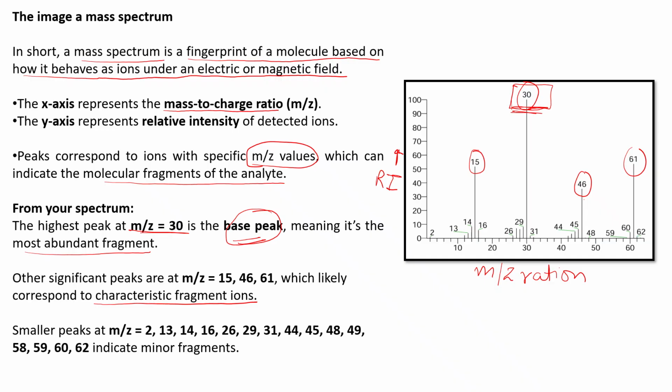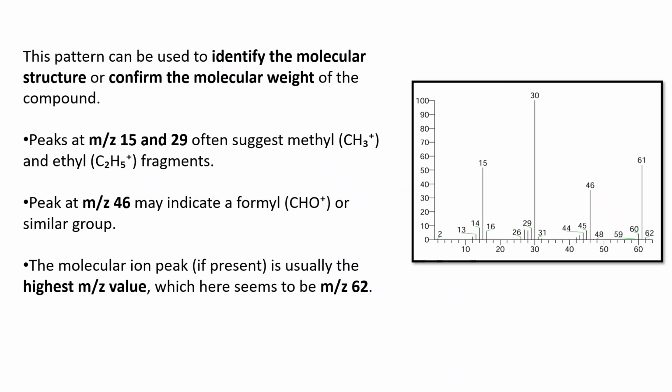And smaller peaks are 2, 13, 14, 16, 26, 29, 31, 44, 45, 48, 49, 59, 60, 62. These are smaller peaks which indicate minor fragments. This pattern can be used to identify the molecular structure and confirm the molecular weight of the compound.